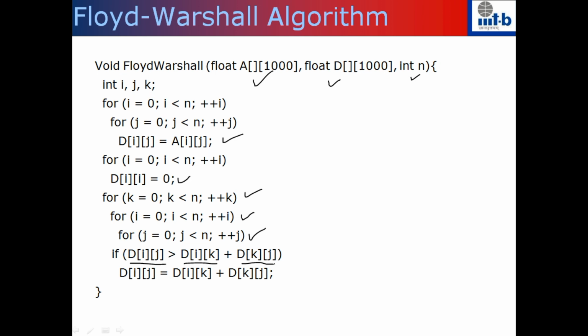There you multiply and keep updating. Here, instead of multiplying, we are adding, and instead of adding, we are basically taking care of the minimum. If d of i comma j is actually greater, then you are updating it with the minimum of d of i comma j with d of i comma k plus d of k comma j.